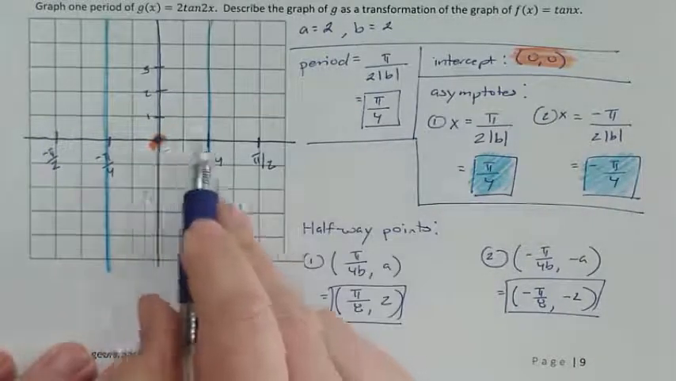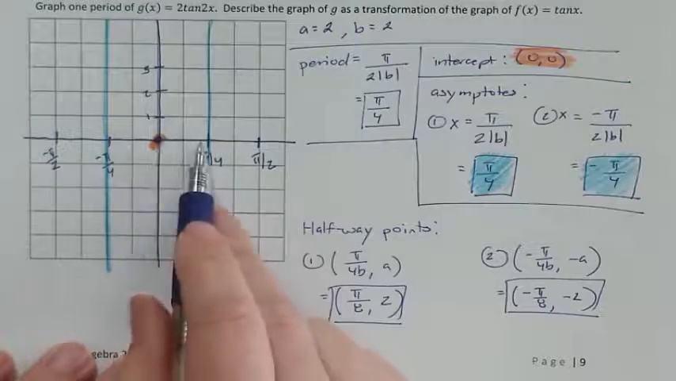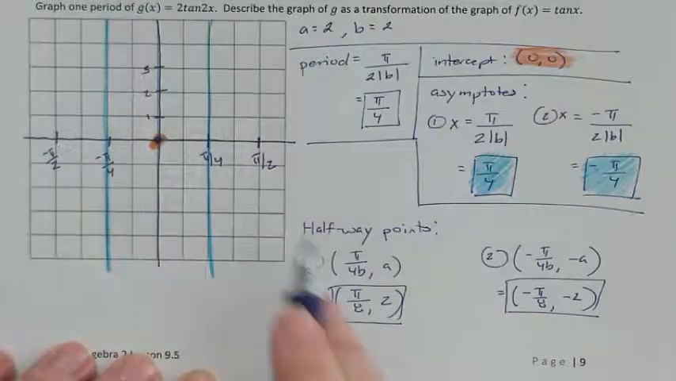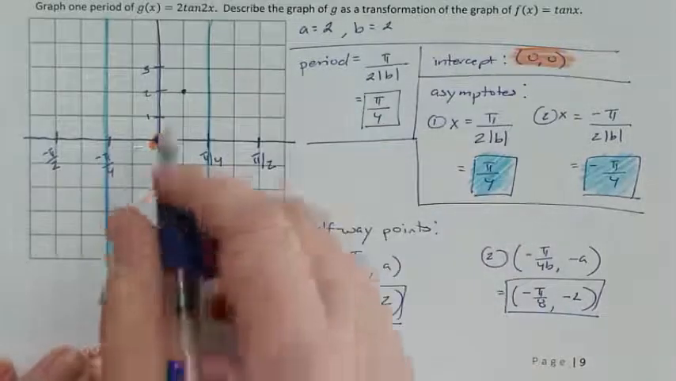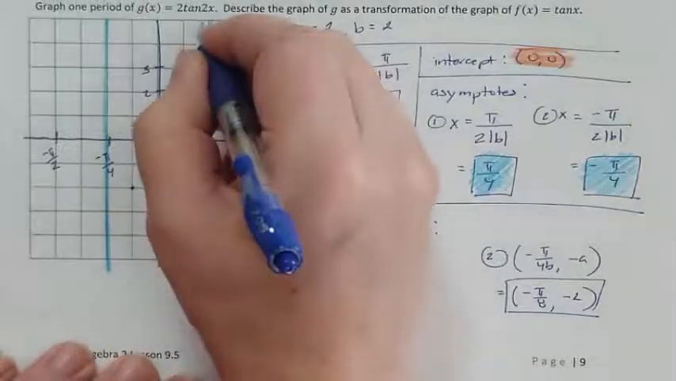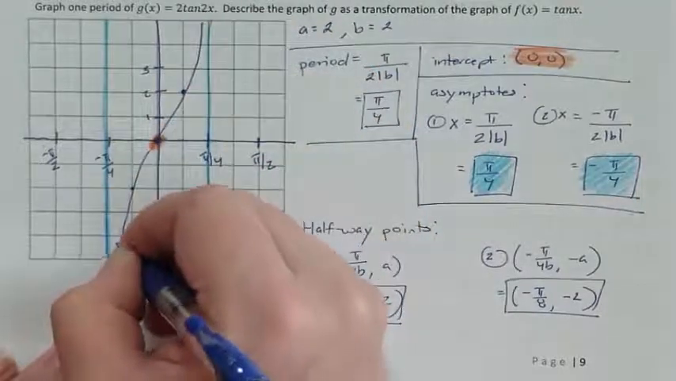Now halfway between the intercept and the asymptote is going to be the first halfway point. So here's the first one. The other halfway will be the other direction, so here's the other one. So here's my one period of tangent.